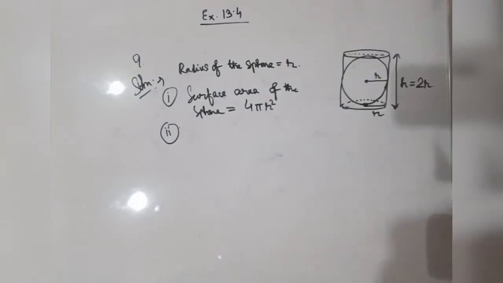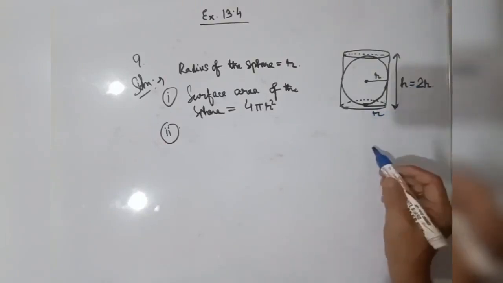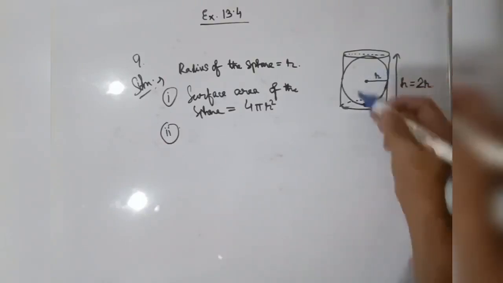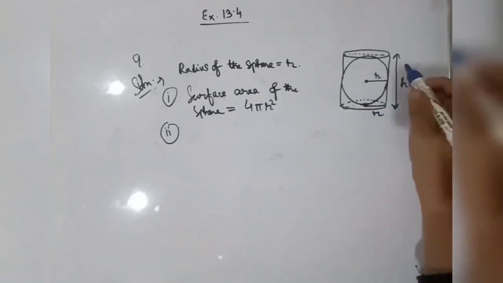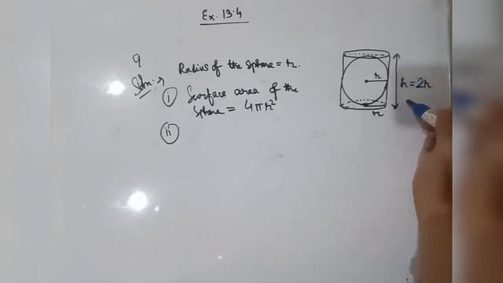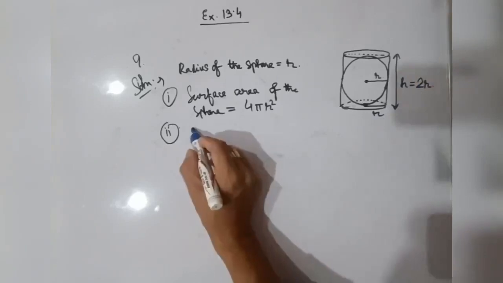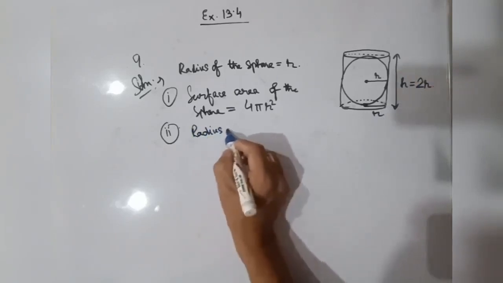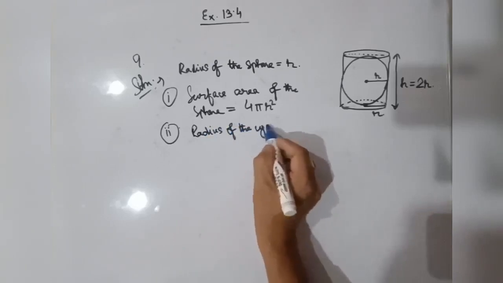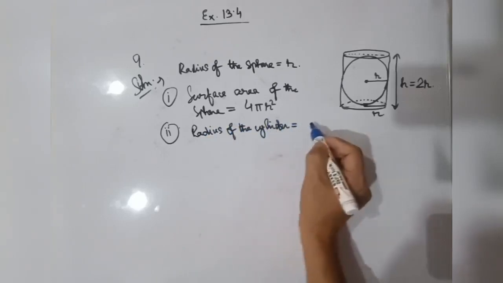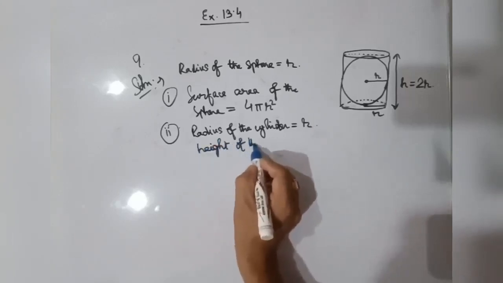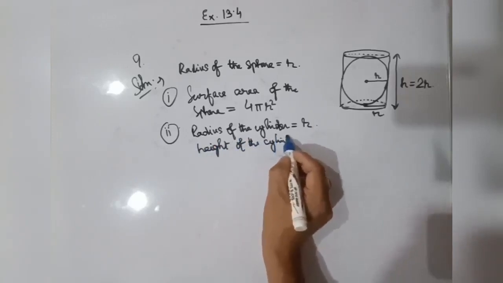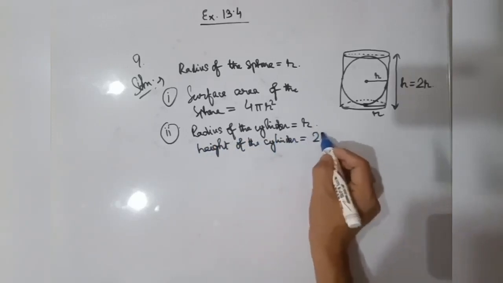So to find the curved surface area of the cylinder, we need to know the radius of the base and that of the height. So looking at the figure, the radius of the base of the right circular cylinder is r, and that of the height of the right circular cylinder is twice r. So the radius of the cylinder is equal to r, and the height of the cylinder is equal to twice r.